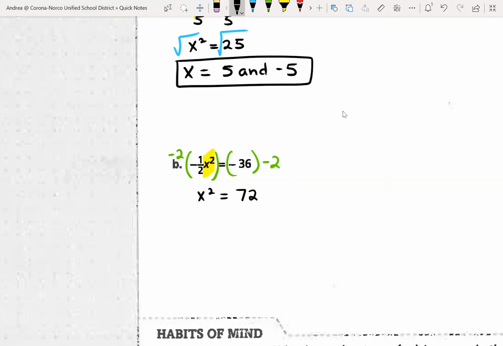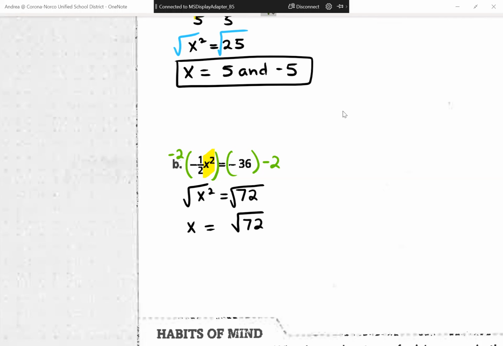Now square root. That's going to give me x equals. Okay, I have to simplify this. So we want a perfect square that goes into 72. It should be fairly easy because I just multiplied 2 things to get to it.